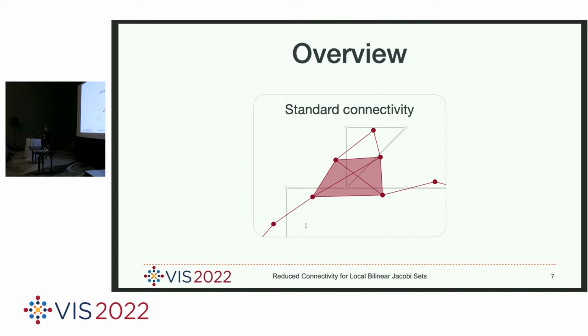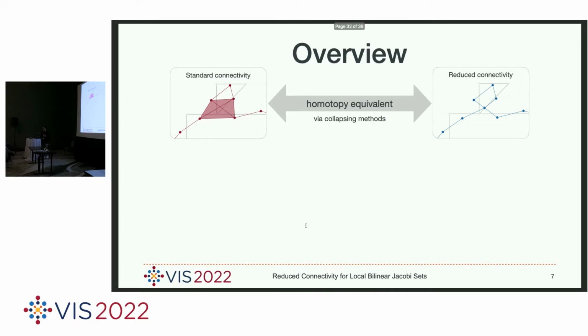Starting with the standard connectivity, it's quite easy. We just delete all the edges which are overlapping of these higher dimensional simplex. Then we introduce the barycentric point of the vertices, and we connect this point to all the other vertices of the higher dimensional simplex. And this is already the reduced connectivity, at least for this toy example for this talk. And like we said before already, this is homotopy equivalent to the local bilinear method.